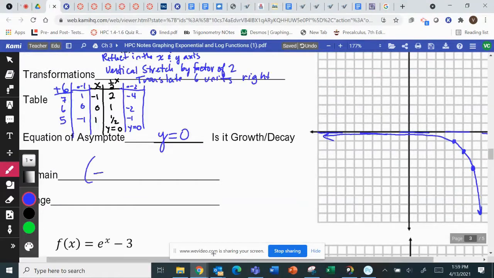Domain is going to be -infinity to positive infinity. And the range is going to go from -infinity up to 0 with a parenthesis. Remember, we always go from lowest least to greatest when we write these. So even though it goes down later, we're going from least to greatest. Oh, I did not answer the question, is it growth or decay?